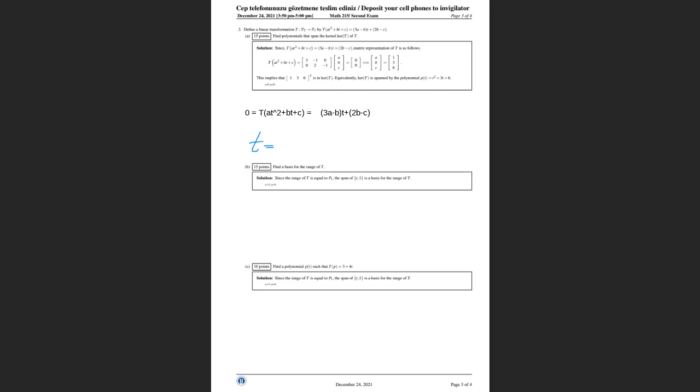If, for example, t is equal to 0, then this just becomes 0 is equal to 2b minus c. So that tells us that 2b must be equal to c. Whatever value we take for b, c must be double. If, say, we put t equal to 1, we must have that 0 is equal to 3a minus b. Or to write that another way, 3a is equal to b. These are our two equations: 2b is equal to c, and 3a is equal to b.